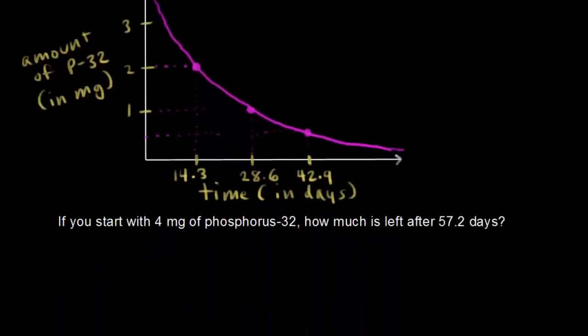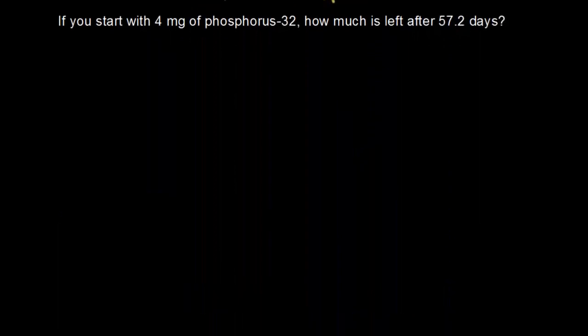All right, let's do a very simple problem here. So if you start with 4 milligrams of phosphorus 32, how much is left after 57.2 days? So if you're waiting 57.2 days, well, the half-life of phosphorus 32 is 14.3 days. So how many half-lives is that? 57.2 days divided by 14.3 days would give us how many half-lives? And that's 4. So there are 4 half-lives. So we're starting with 4 milligrams.